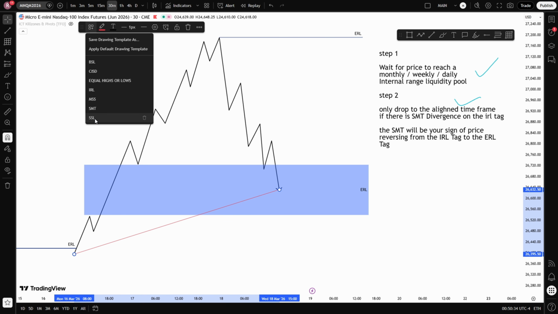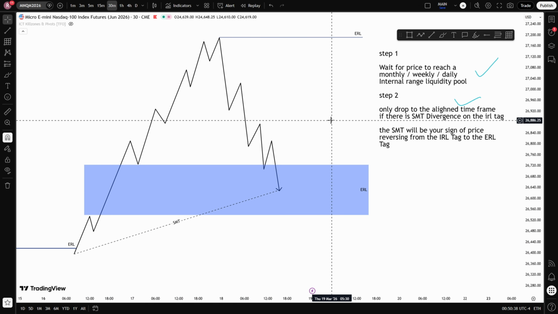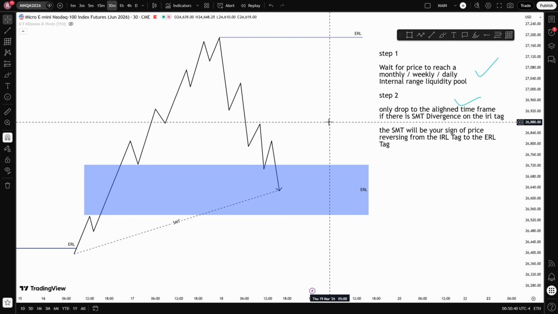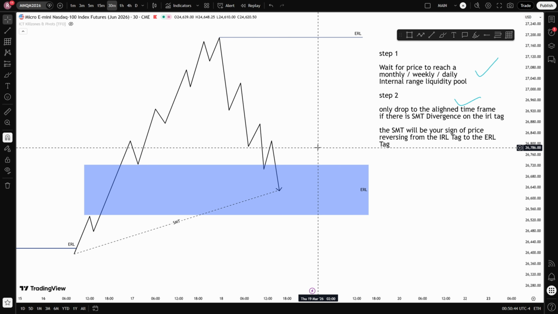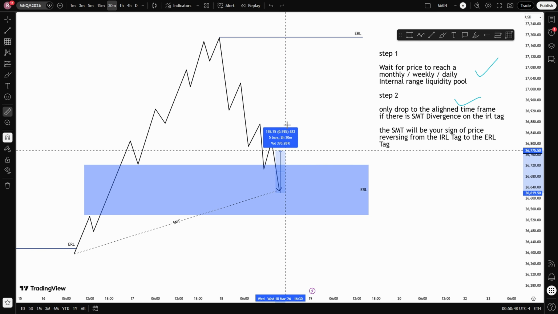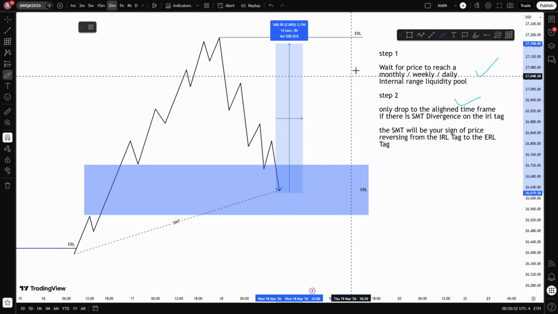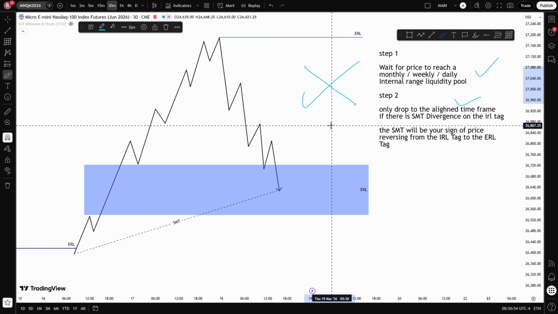When price reaches the internal range liquidity and SMT appears, it signals that a reversal is likely forming from that zone, with the intention of moving back toward external range liquidity. I treat SMT as a requirement, not just an extra confirmation. If there is no SMT, then for me there is no trade. That's a rule I stick to because it keeps me out of low probability setups.